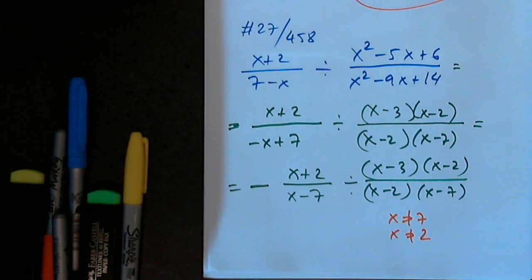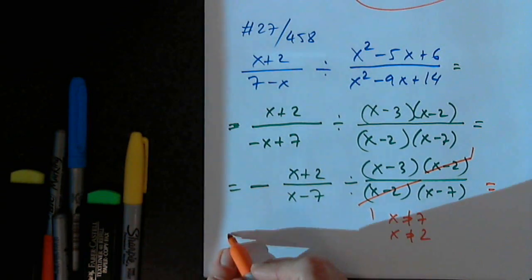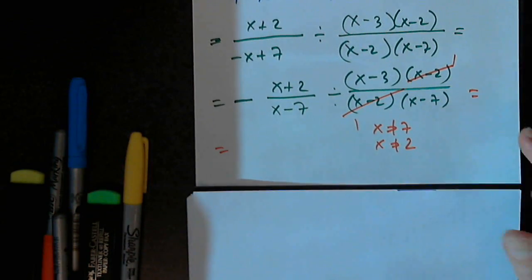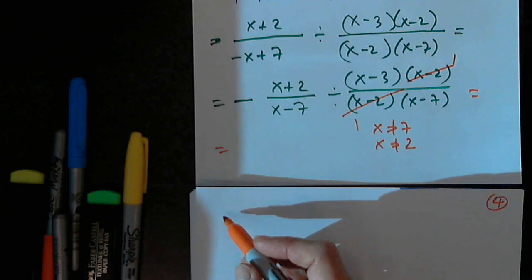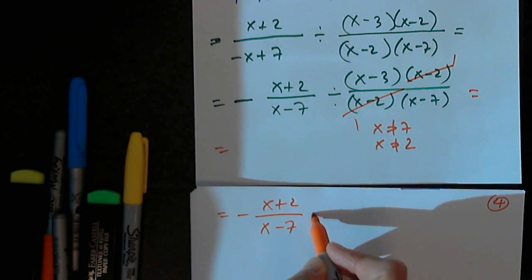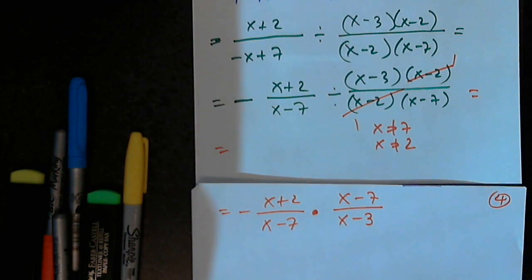By? No, not by 2. 2 is not a factor here. X minus 2, I agree with that. So then I can copy the first fraction, and now what do I do with the second fraction? Yes, so I will have negative in front, x plus 2 over x minus 7 multiplied by x minus 7 over x minus 3. Here I have a new denominator, which I did not have before.